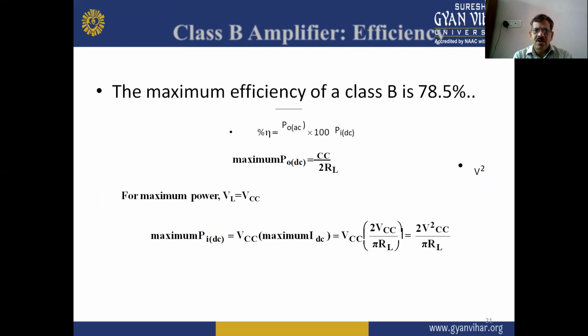The maximum efficiency of class B is 78.5%. That is the maximum efficiency of the class B power amplifier. The efficiency in percentage equals P output AC upon P input DC. The maximum output power equals VCC squared upon 2RL. For maximum power VL equals VCC, and the maximum input DC power is equal to VCC into IDC, which equals VCC into 2VCC upon pi RL, which is 2VCC squared upon pi RL.